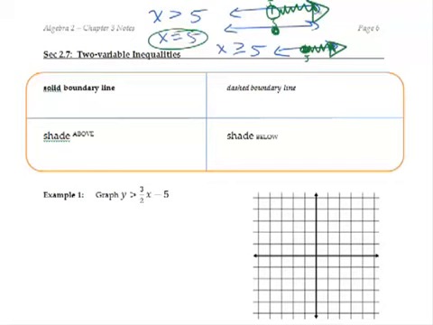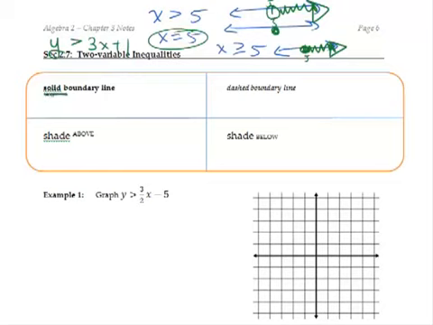It's going to be the same idea with our two-variable inequalities, except now it's not just a number line going left-right, but a coordinate plane going left-right and up-down. So you're going to see things that look like y is greater than 3x plus 1. We talk about having boundary lines, and that simply means the line, like the mx plus b part.